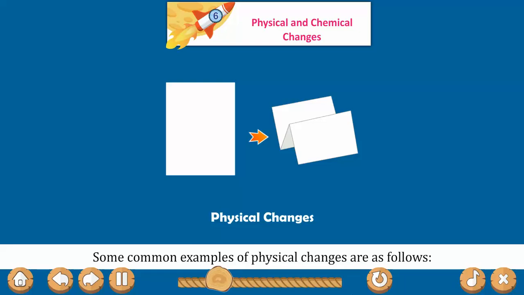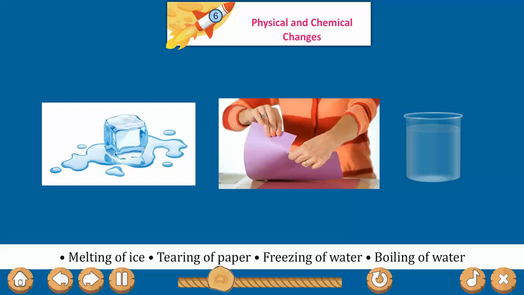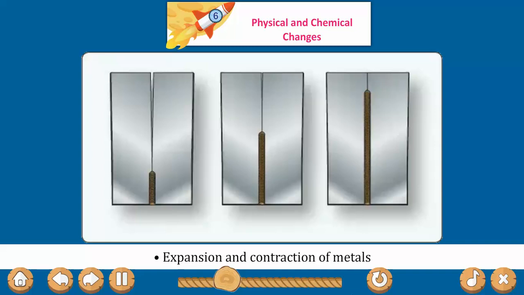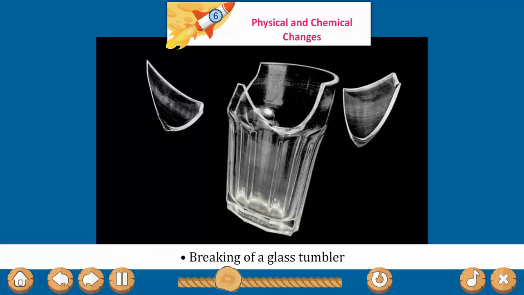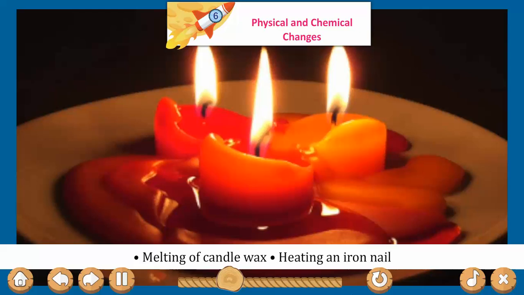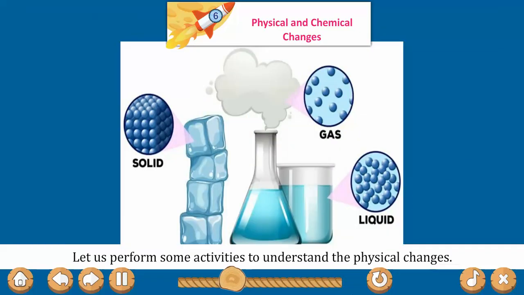Some common examples of physical changes are as follows: melting of ice, tearing of paper, freezing of water, boiling of water, dissolution of salt, sugar in water, glowing of an electric bulb, expansion and contraction of metals, breaking of a glass tumbler, stretching of rubber band, melting of candle wax, heating an iron nail. Let us perform some activities to understand the physical changes.